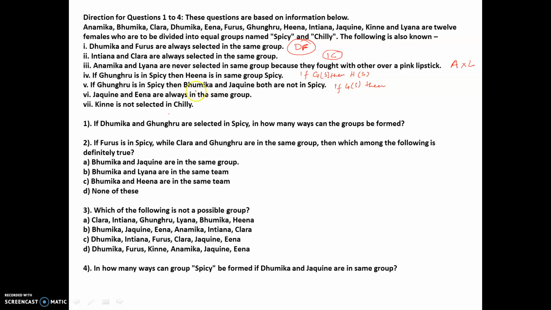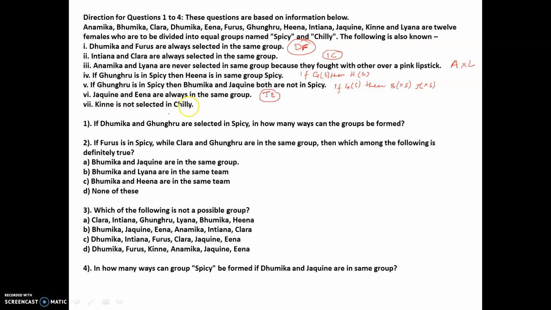Fine. Then it says if G is in spicy, then B and J both are not in spicy. So B is not in spicy, and J is also not in spicy. Suppose G is not in spicy, then B and J have a choice, they can be in either of the groups. Look at the next: J and E are always in the same group.